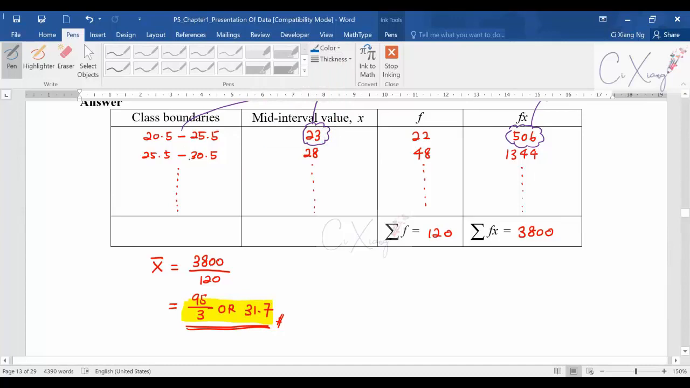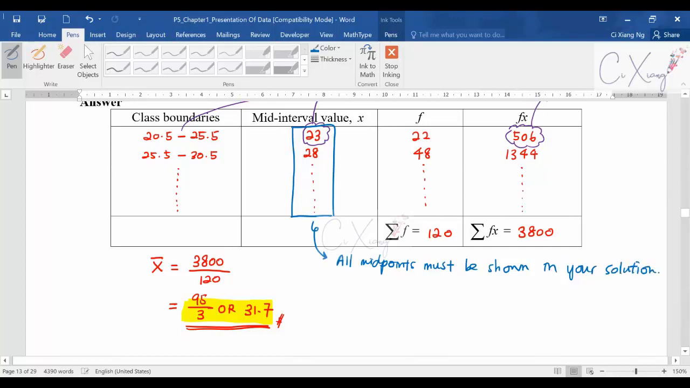All right, so now just a few things that you must know. Some students will tell me that in the exam, they're lazy to draw out this whole table because it might take a longer time. It's fine. If you don't want to draw this whole table, there are a few things that you must include in your solution. The first thing is, in your steps, all the midpoints must be shown in your solution. Usually they will give you 1 mark for this.